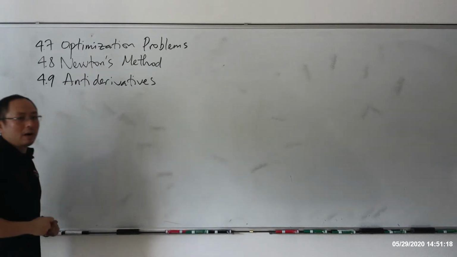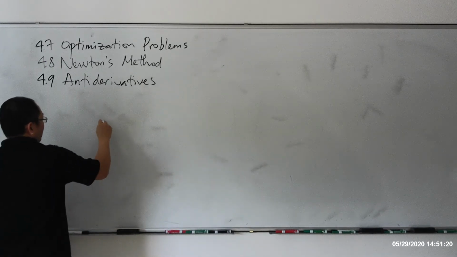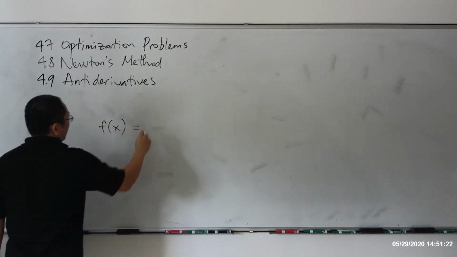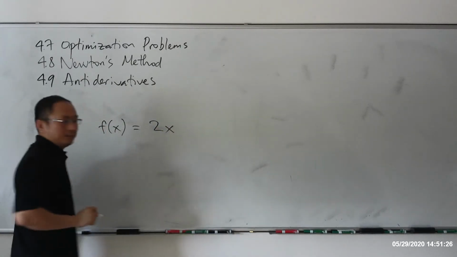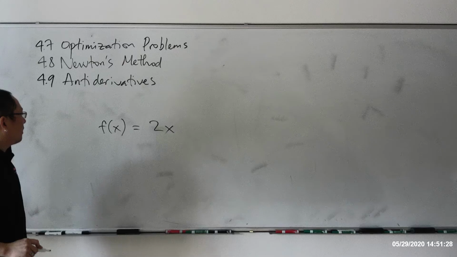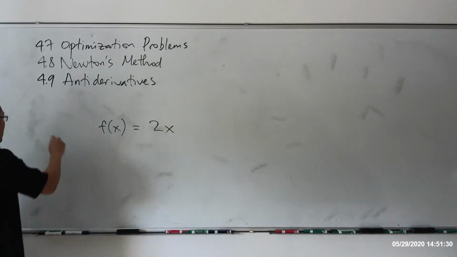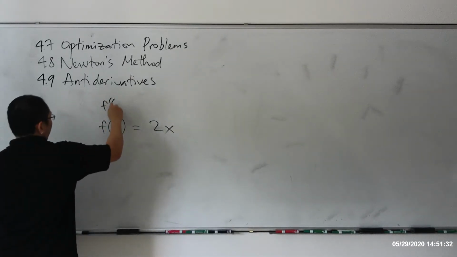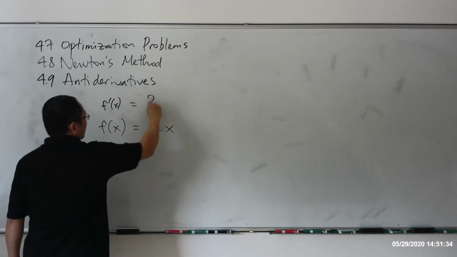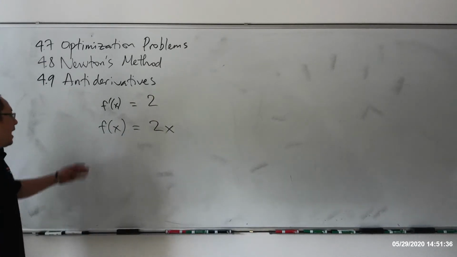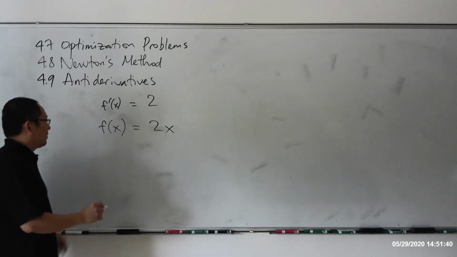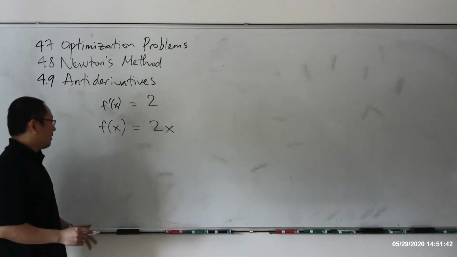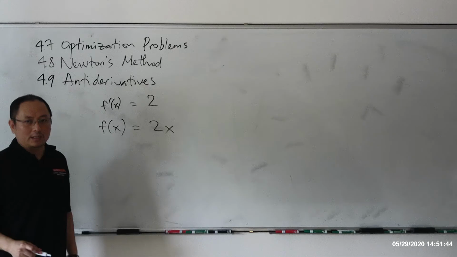So far, we learned about derivatives. Say I got a function, f of x, equal to 2x. If you want to calculate the derivative of 2x, called f prime, f prime of x, the derivative is 2, is that right? So now we're going to do the opposite of it. Instead of finding the derivative, we find the antiderivative. In other words, what is a function so that the derivative is equal to 2x?